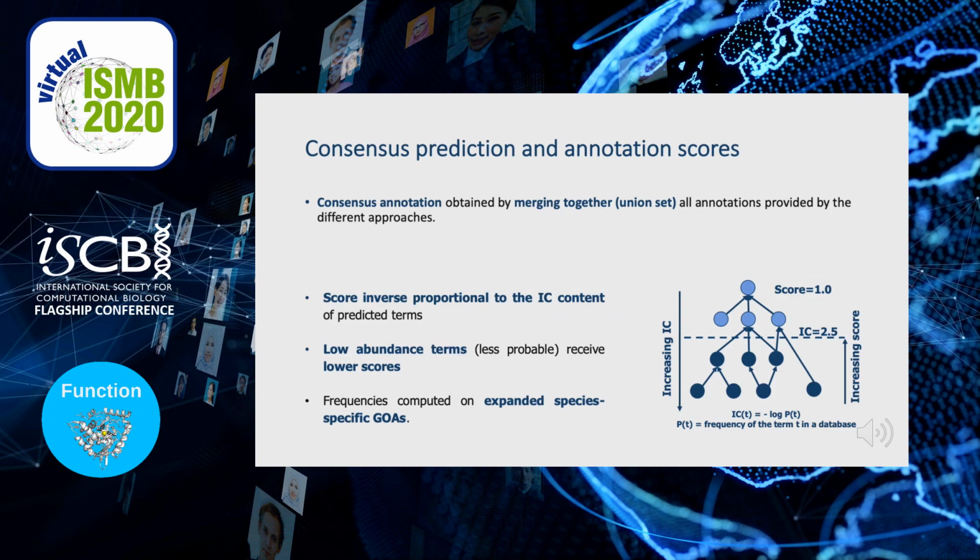The predictions and annotations obtained with the three different approaches were combined together into a consensus annotation by merging them into a single coherent functional annotation. And prediction scores were computed using a simple scheme taking into consideration the GO information content, which is directly related to the observed frequency of each GO term in an external database. Here we assign to each GO annotation a score which is inversely proportional to its information content. The rationale behind this choice is to have lower scores for those GO terms that are expected to be less frequent and hence less probable to be assigned.